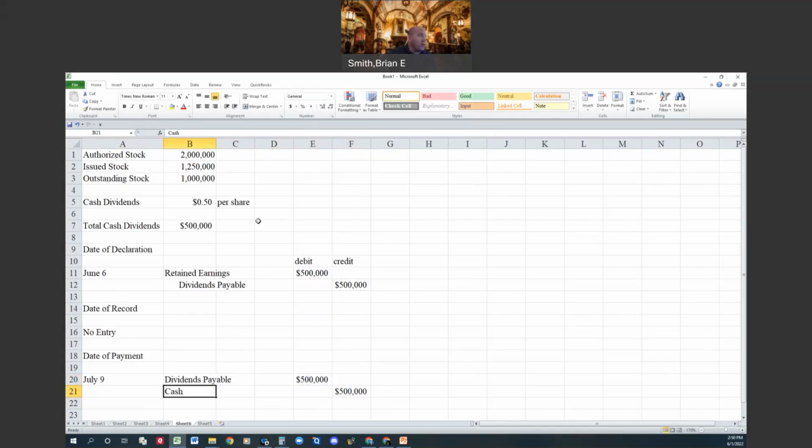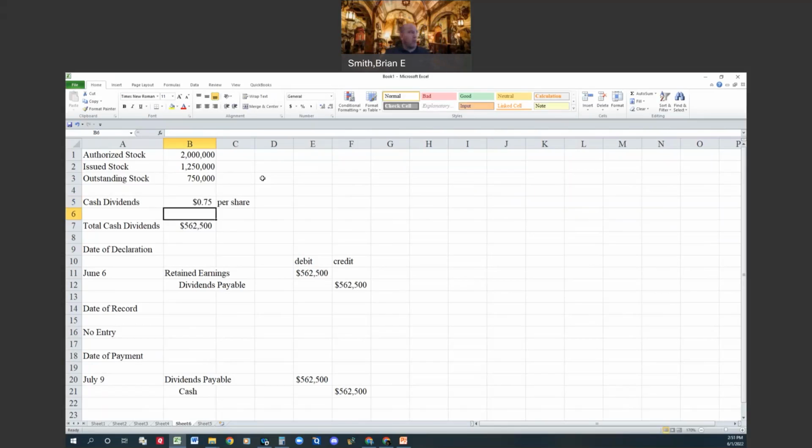So I've set this model up. If you've watched how I've done this model, I've set it up so whatever we do here, if we change the cash dividends, we could change anything we want based on this. So let's say our outstanding stock was 750,000. It's going to change everything for us. Let's say instead of 50 cents, it was 75 cents per share. We can play with this all we want. It's not going to change our journal entries.